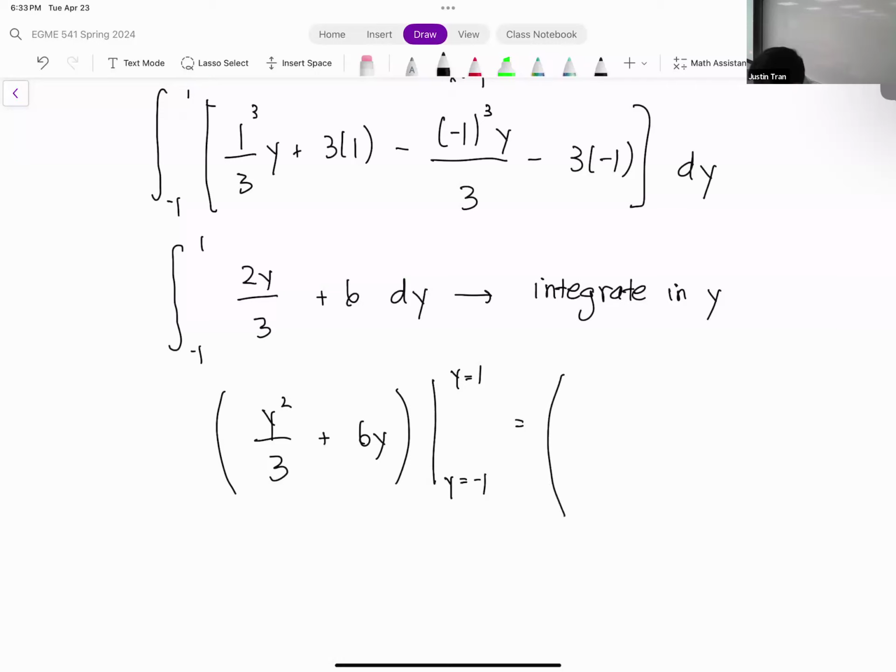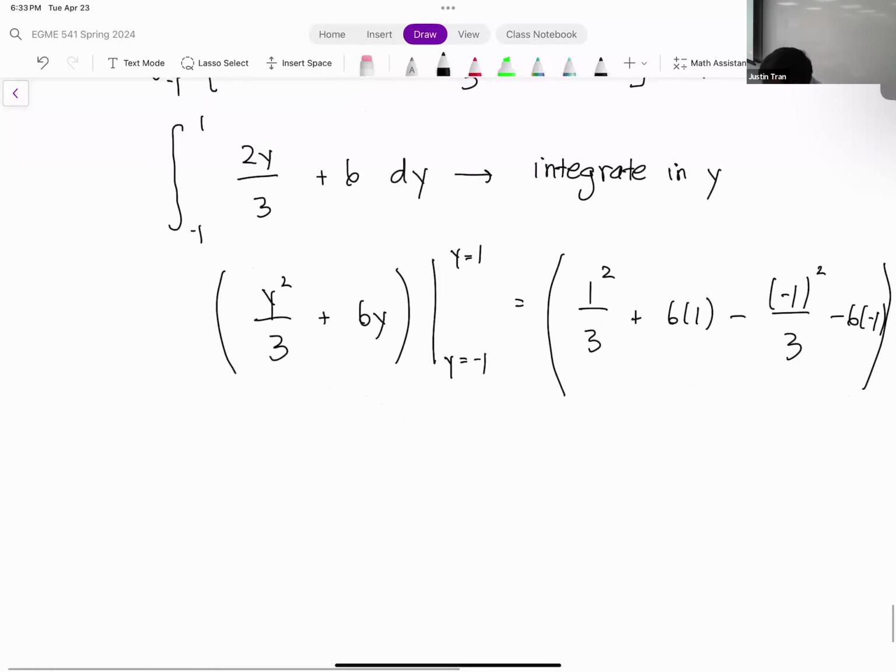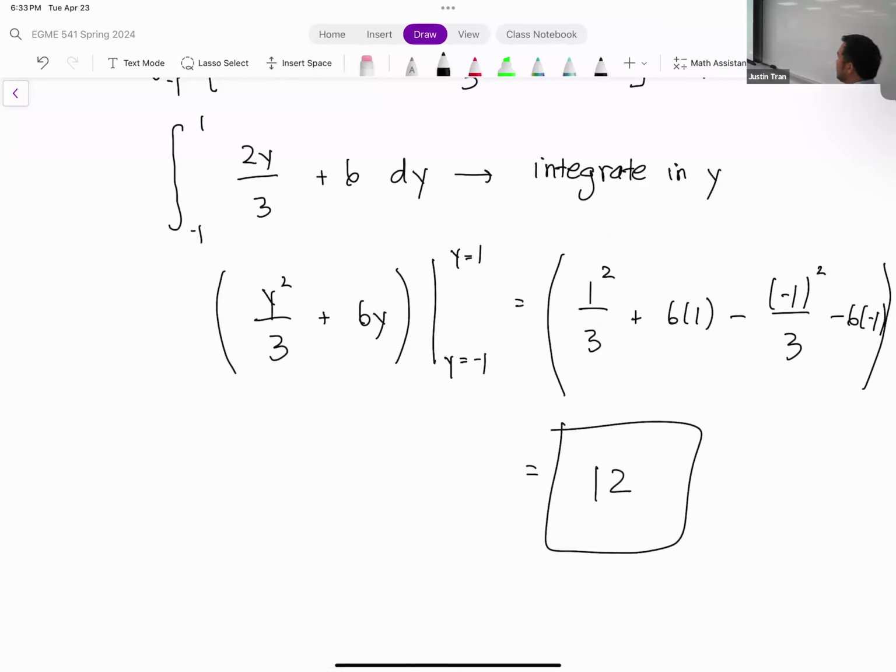We plug in the integration bounds for this, we have 1 squared over 3 plus 6 times 1, minus -1 squared over 3 minus 6 times -1. We simplify that out and we get 12. All right, so that's what we're shooting for.